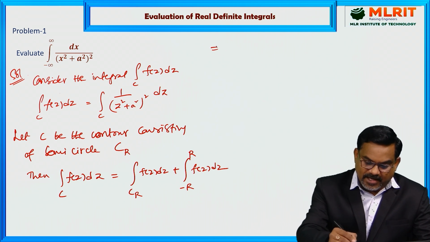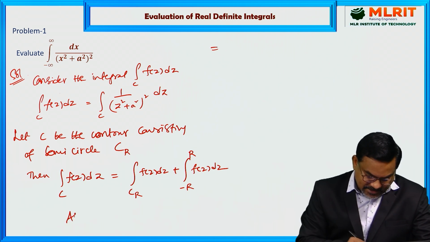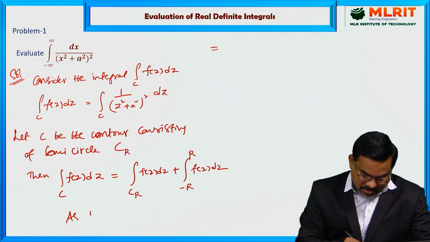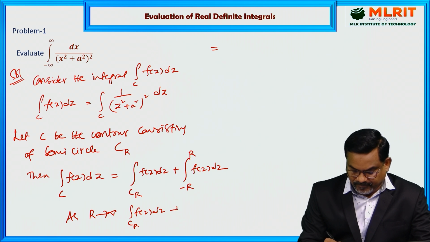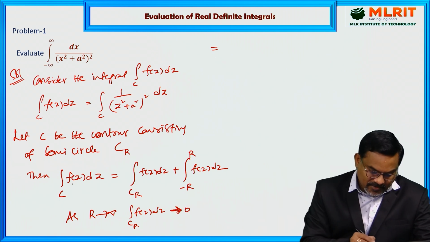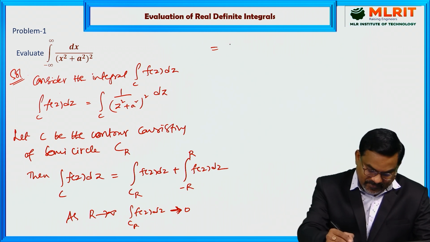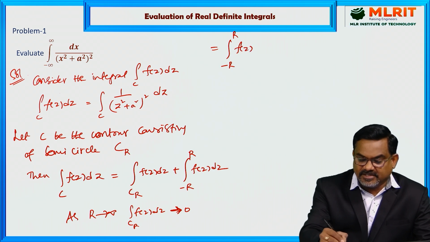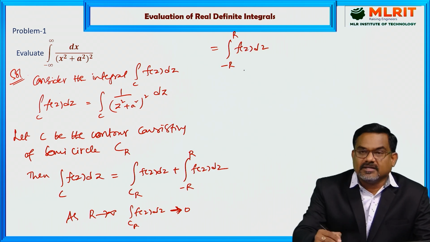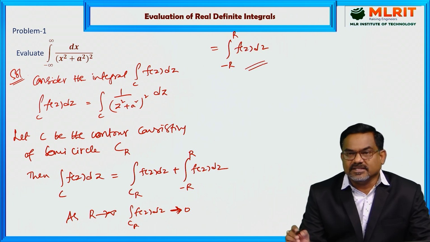So that implies, now as R tends to infinity, the line integral along CR vanishes. That means it tends to 0. So therefore, here we can consider the given integral as the integral from minus R to R of f of z dz. So the given integral can be calculated by finding this.